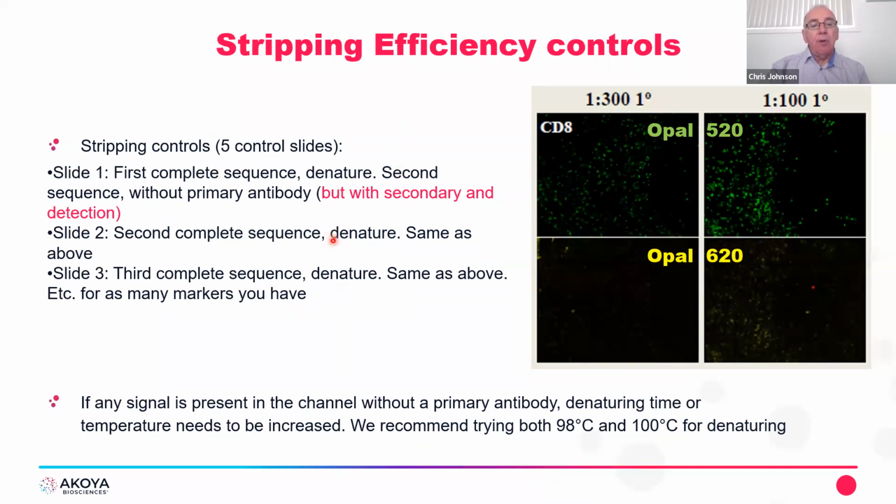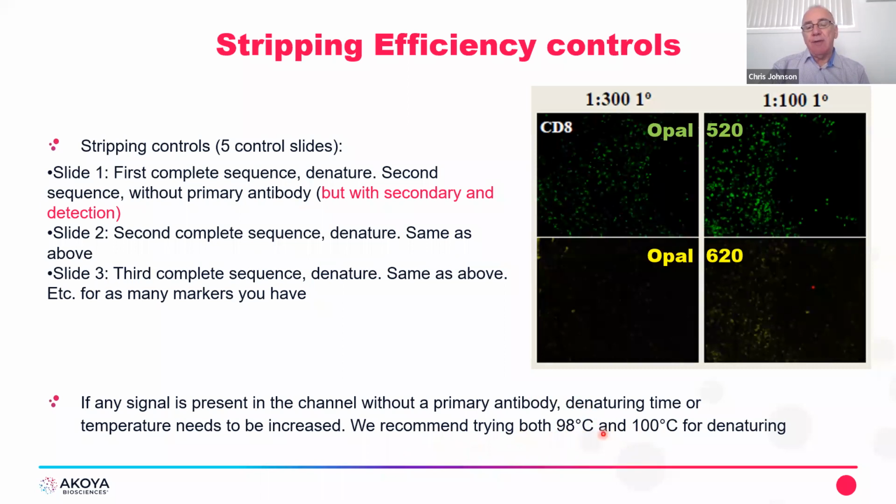So basically you complete a sequence, you would strip it, apply the secondary sequence without the primary antibody, but with the secondary and the TSA Opal, and then look at the result that you get. If you can still see some of the residual left over from the previous one there, then that means the stripping hasn't been enough. In which case then you will turn back and say, okay, look at my stripping time. Maybe I need to have a longer time for stripping. Or if I'm using a heat-based antigen retrieval method, then maybe increase the temperature from 98 to 100.